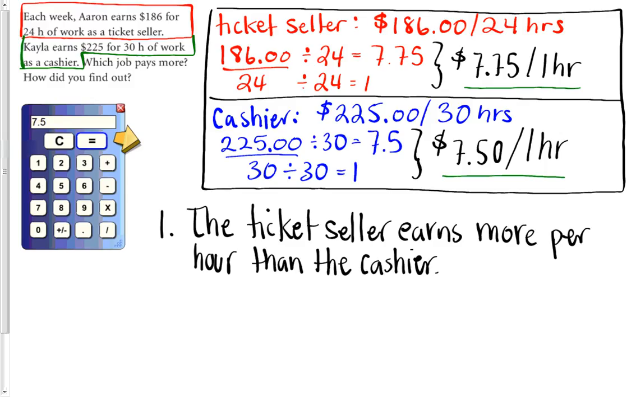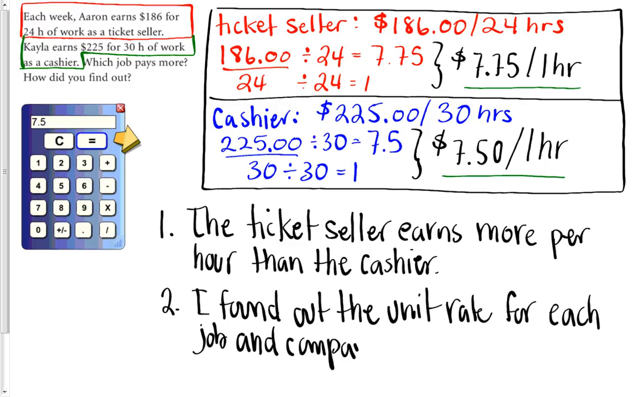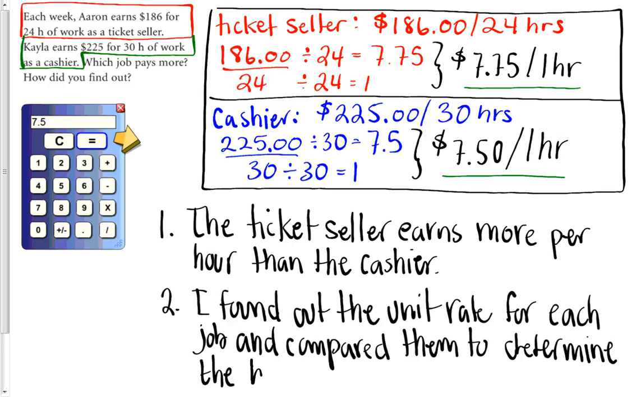How did I find out? Exactly the same way I found out with the last one. I found out the unit rate for each job and compared them to determine the highest wage per hour. There you go.